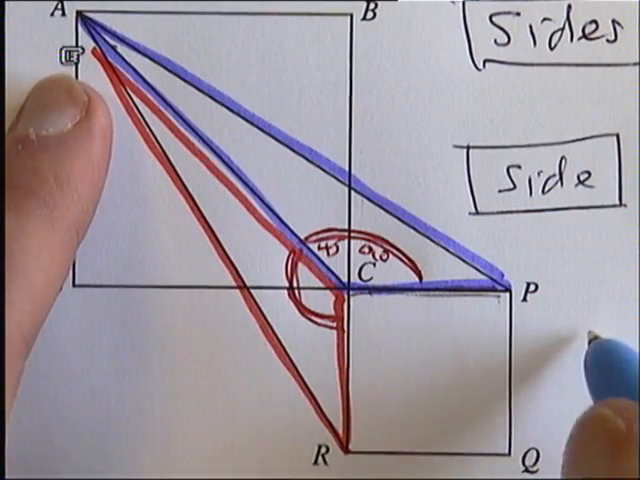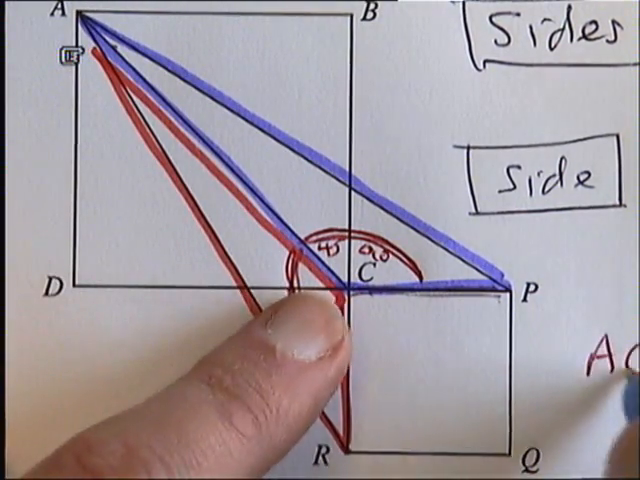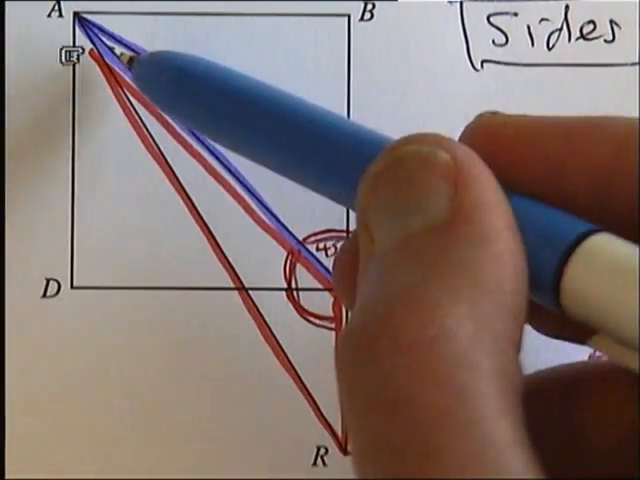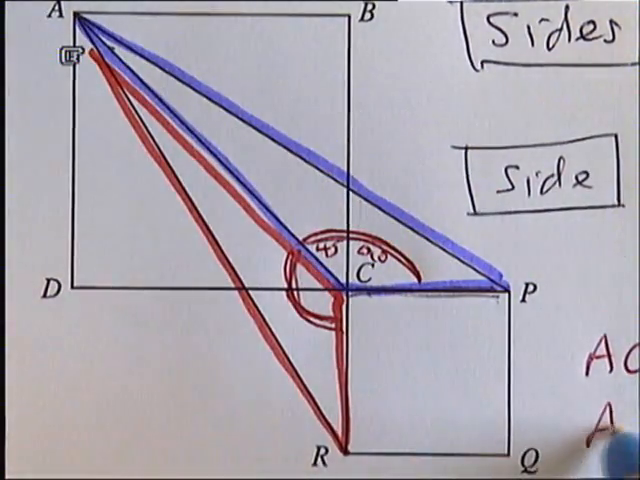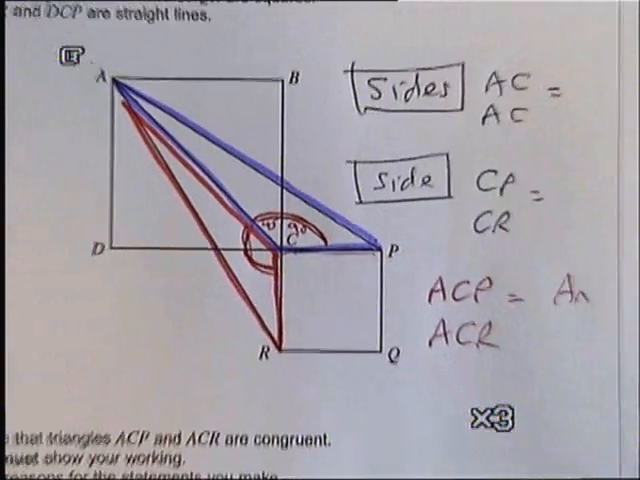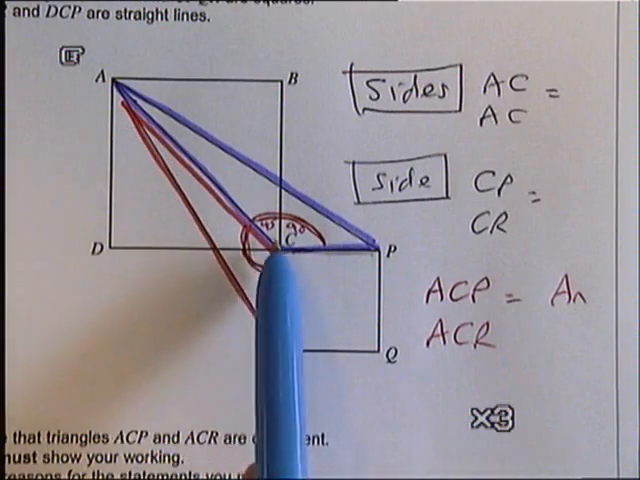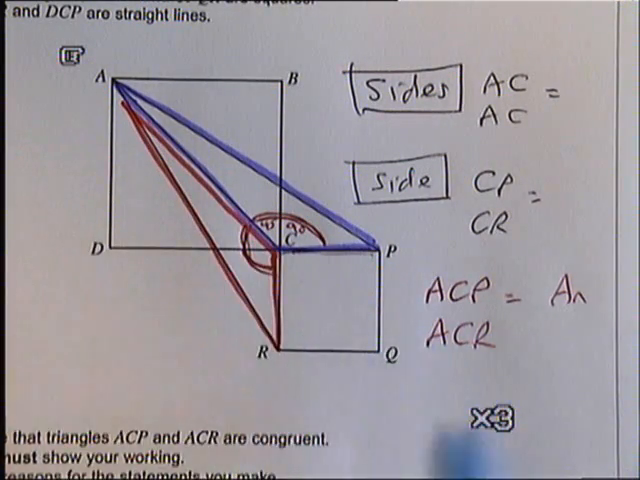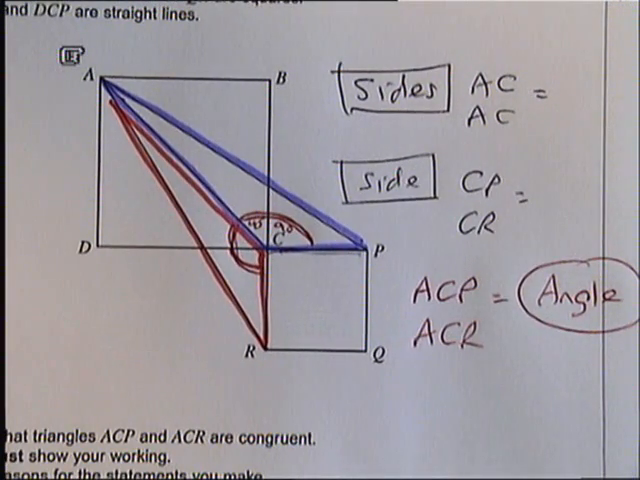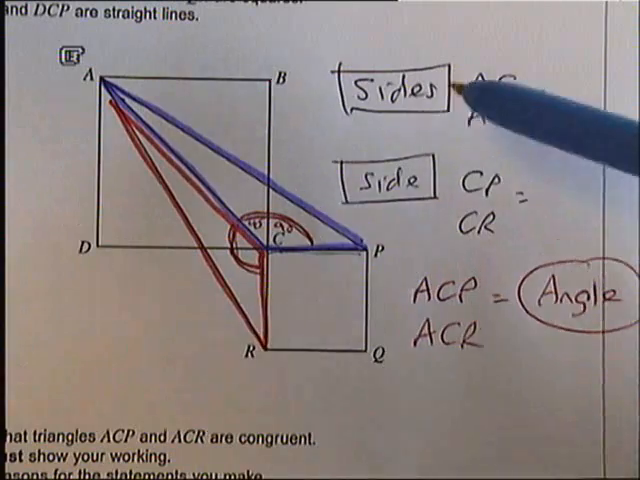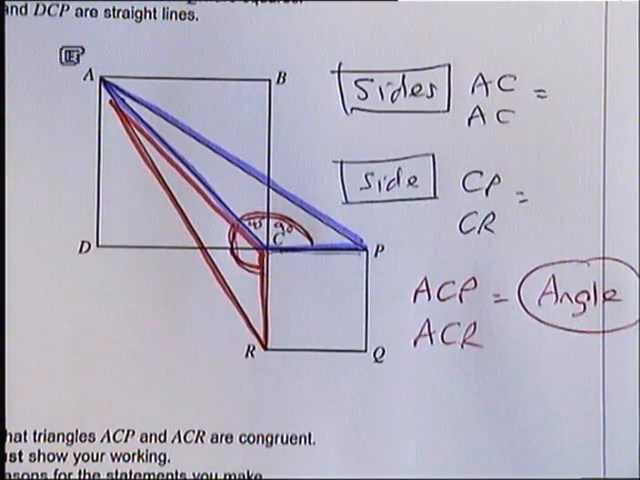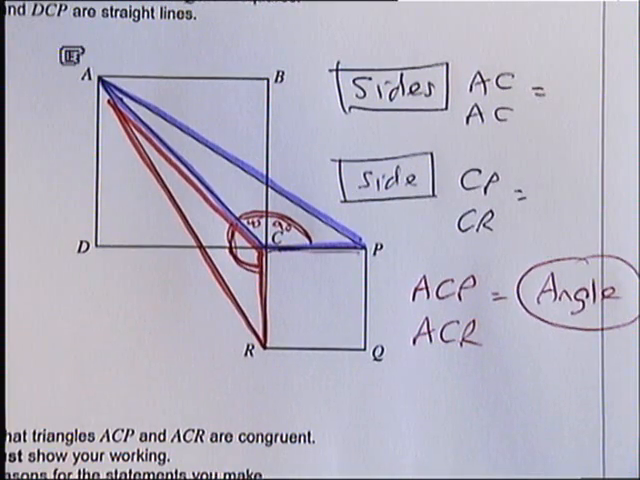So in the top triangle, the angle ACP, and in the bottom triangle, the angle ACR, they are equal angles. You couldn't see what I was writing there. So that was angle ACP and angle ACR. They are equal, and we have equal angles now shared. And if you can show you have two pairs of equal sides and an equal angle, then that is one of the conditions for congruency.